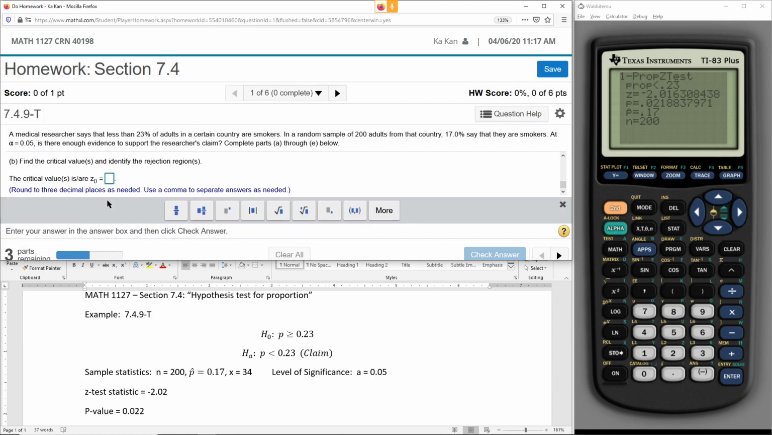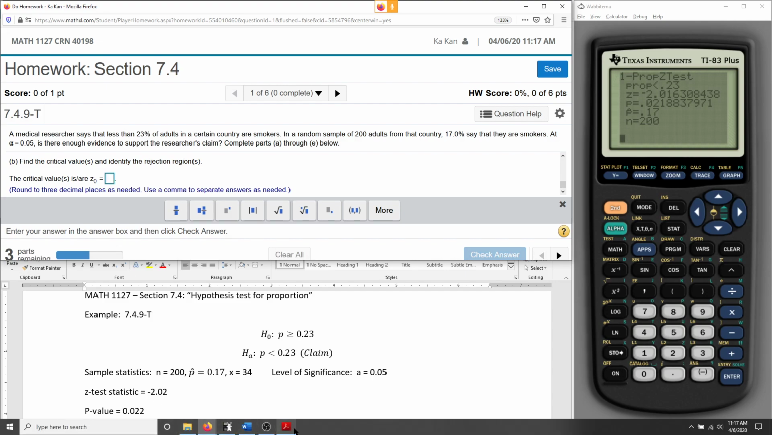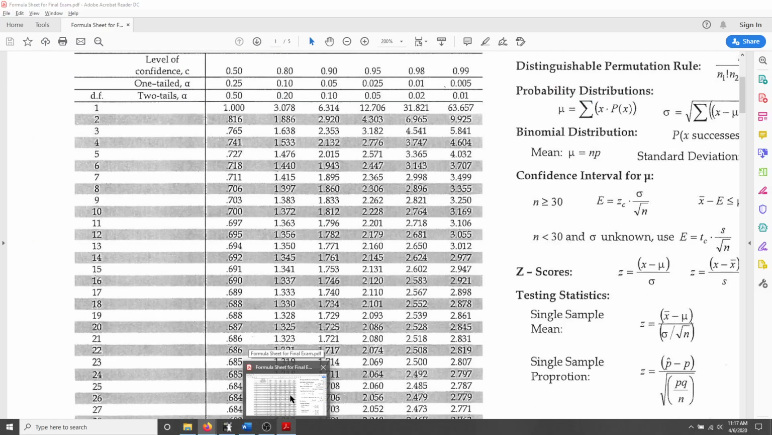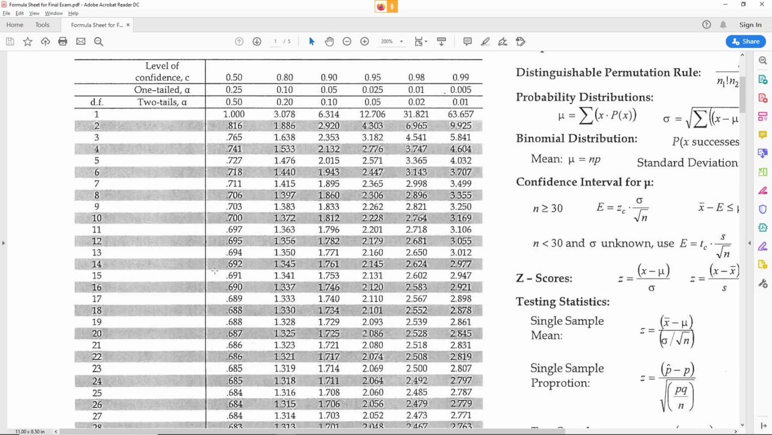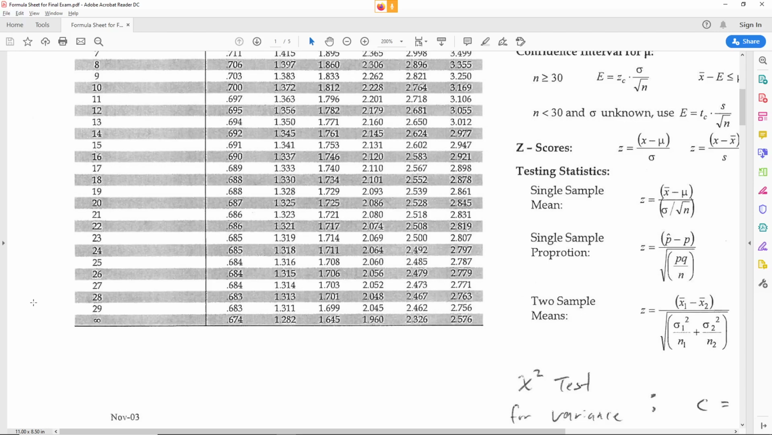And what's the critical value? Now the critical value, you're gonna go back to that PowerPoint again. So I'm in that presentation, that formula sheet again, the PDF. So in our case, it's a Z statistic. So you're gonna go all the way to the bottom, which is this part right here, infinity.